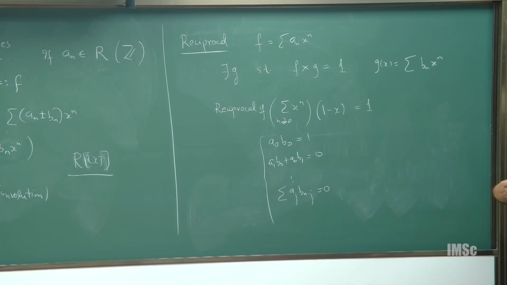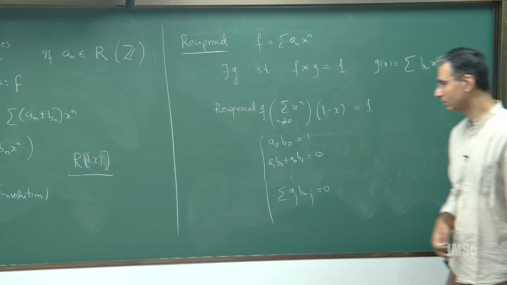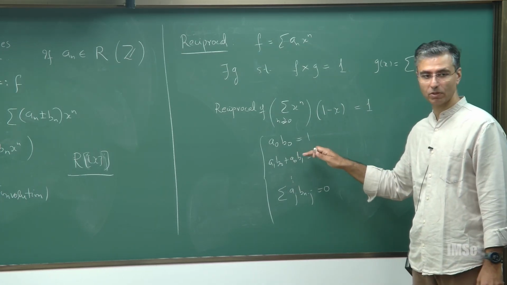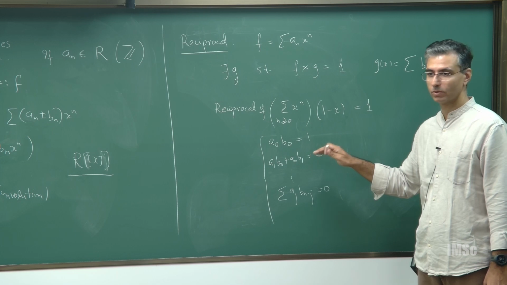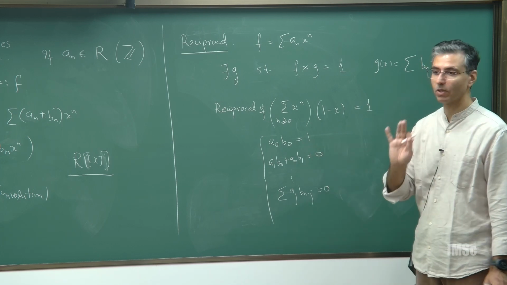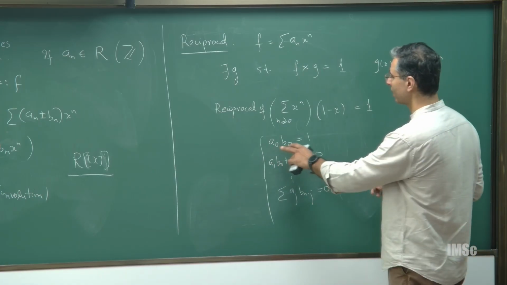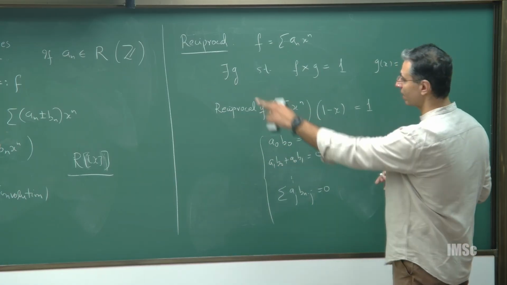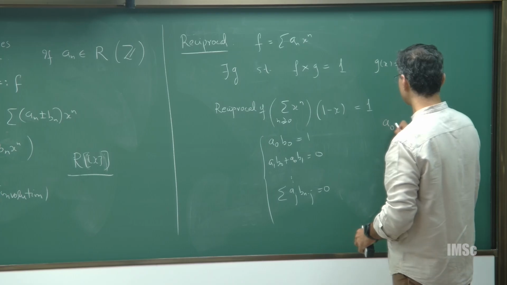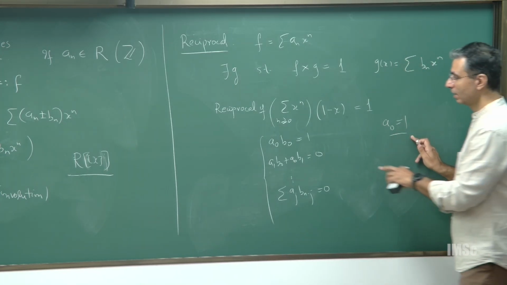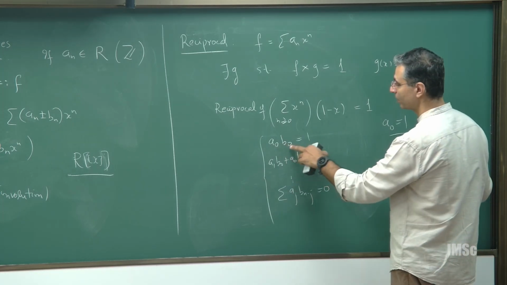So, do we really need all of this? What if a naught was 0? Can this ever have a solution? No, right. So, a naught better be a non-zero quantity. Since a naught b naught is 1 and we are in a ring, a naught should be 1. If a naught is 1, b naught is also 1.